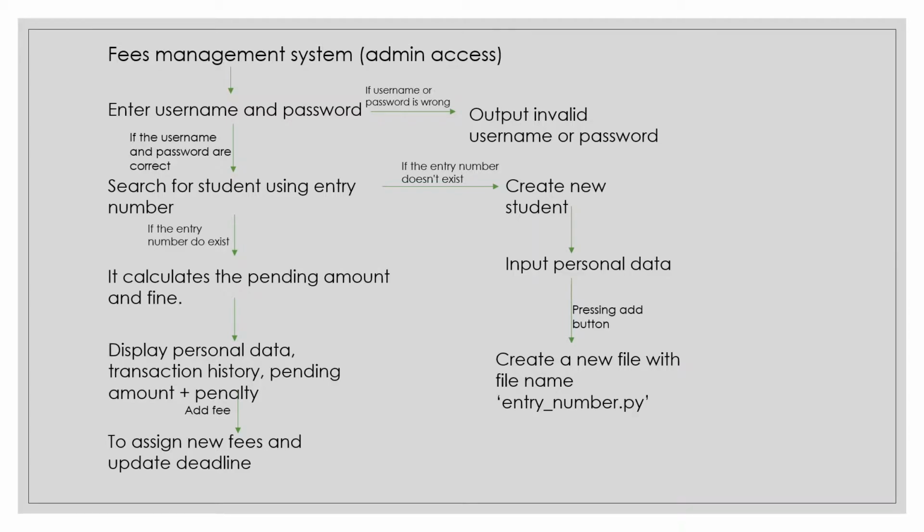We can also add new transactions for the next semesters, and we can define the penalty and deadline for that also. If the entry number doesn't exist, it will create a new student. We can give the input of personal details for that, and when we press the add button, it will create a new file with entry number.py.